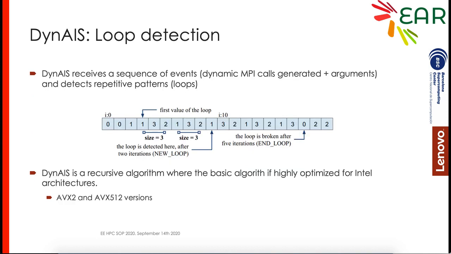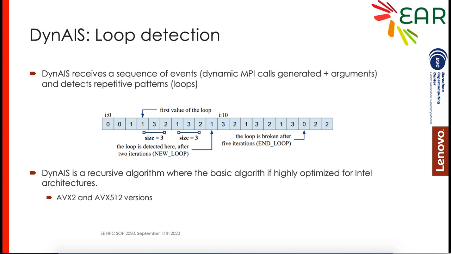So just a summary, what's DynAIS? The idea of DynAIS is to automatically identify repetitive patterns, which in our case means loops. For instance, in the picture you can see a very simplified, of course, not really synthetic, potential sequence of events. At that point, when we see this 1, 3, 2 repetitive pattern, DynAIS identifies a sequence, and when it appears again, 1, 3, 2, DynAIS reports to the library that we have a new loop.